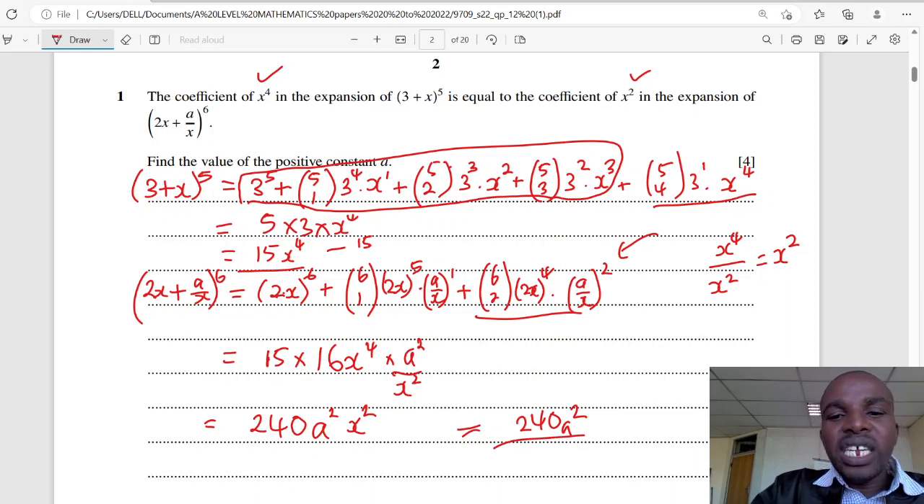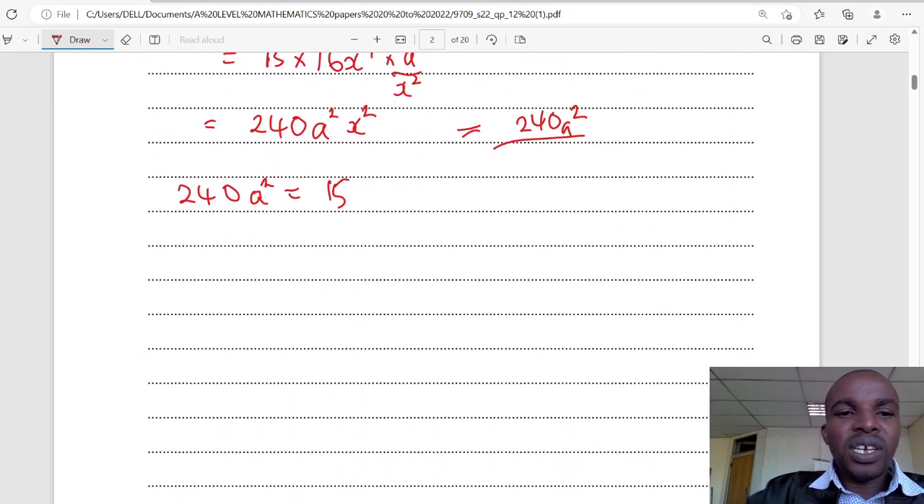So the coefficient 240 a squared is equal to the coefficient of x to the power 4 in the first item, which is 15. What do you get? Divide by 240. So it will be a squared is 15 over 240. Then you just square root both sides, right?